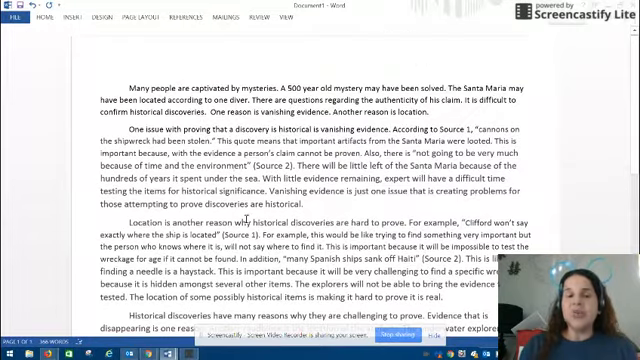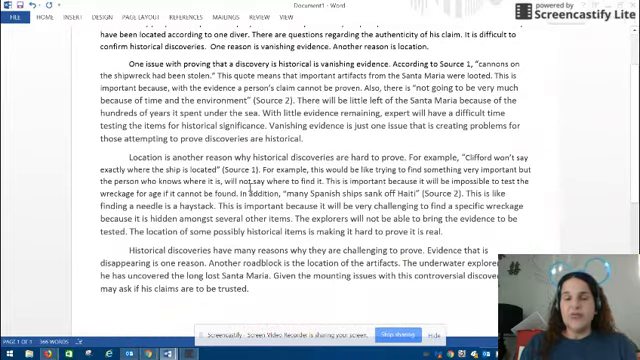Okay, so instead of two, one of the body paragraphs would have to have a claim, or I'm sorry, would have to have the counterclaim. So if you're trying to say that historical discoveries are hard to prove, the counterclaim would be that they are not hard to prove. But that's not what this essay was about. I just wanted to show you an example.